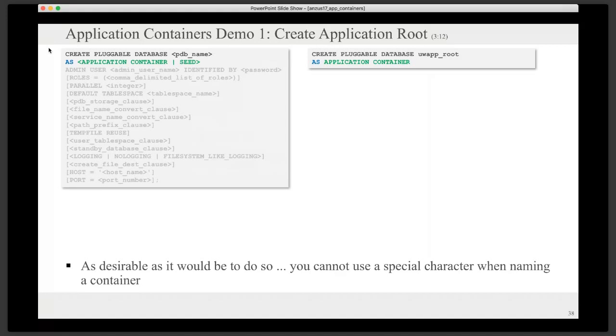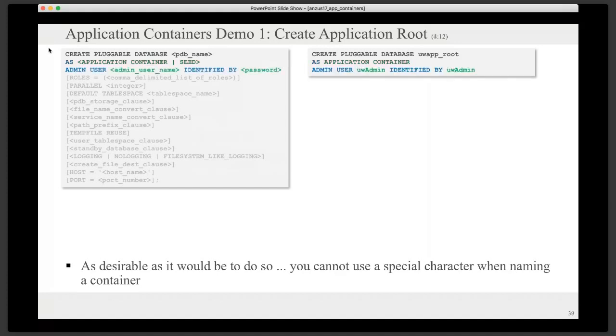And here what you see is that Oracle's saying to me, okay, you want to create a container. What is it going to be? Is it an application container or is it a seed container? Now, in this case, I'm creating an application root. So I'm going to say AS APPLICATION CONTAINER. And now I've got a pluggable database called UW App Root. It's going to be an application root.